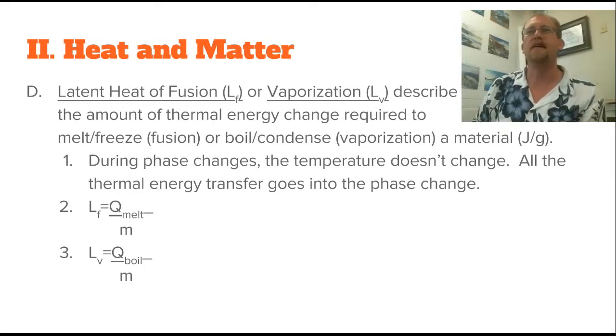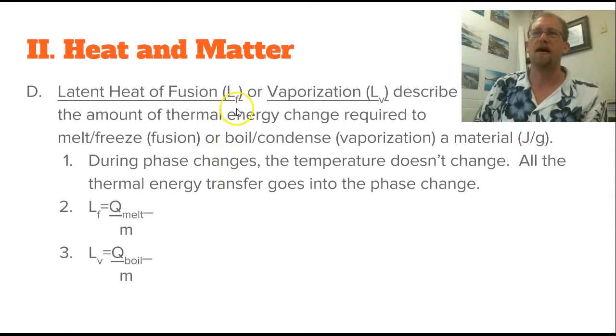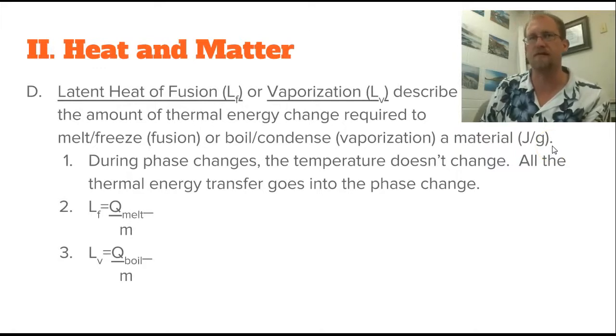So, latent heat of fusion, or L sub F, and latent heat of vaporization, L sub V, describe the amount of thermal energy change required to melt or freeze, boil or condense a material. So melting and freezing has to do with fusion, boiling and condensing has to do with vaporization, and it's the same value, just a sign change difference, right? And so we express this in joules per gram, how many joules it takes to melt or boil a gram of a substance.